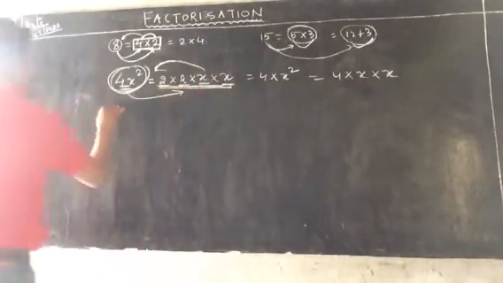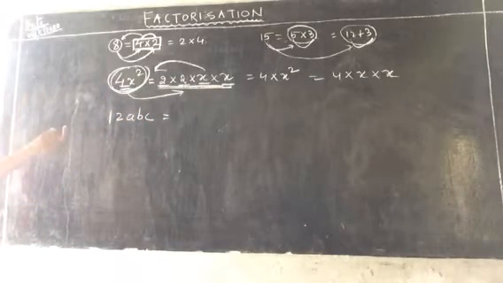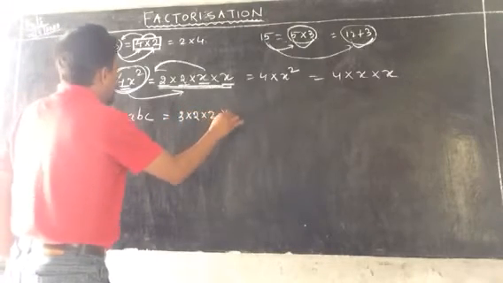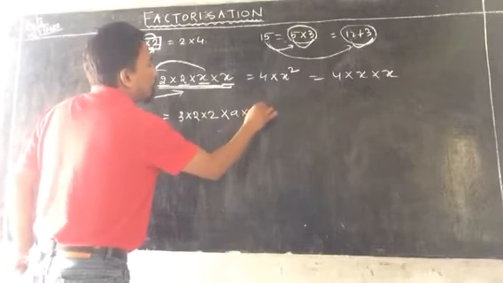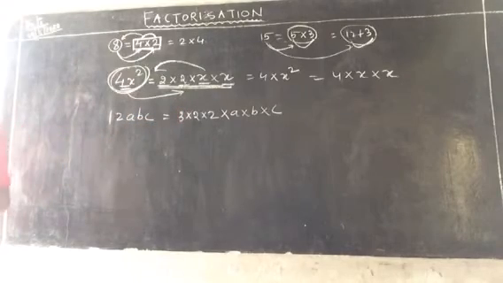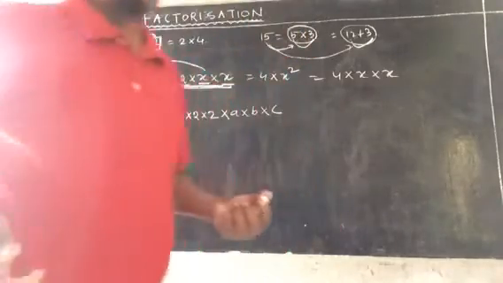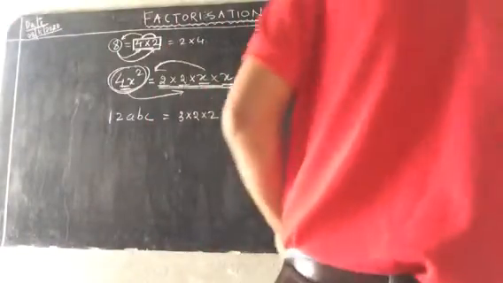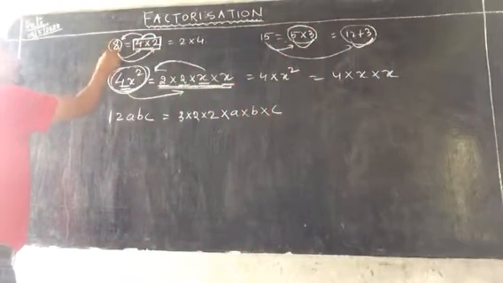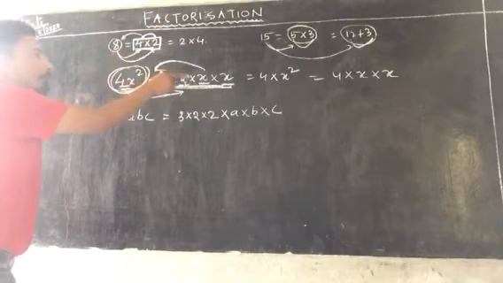Like if I have to write 12ABC, into the form of product, I can write it 3 multiply 2 multiply 2 multiply A multiply B multiply C. I have written this term into a form of product. So here we learn how we can split any number, and how we can split any term, into a form of product.